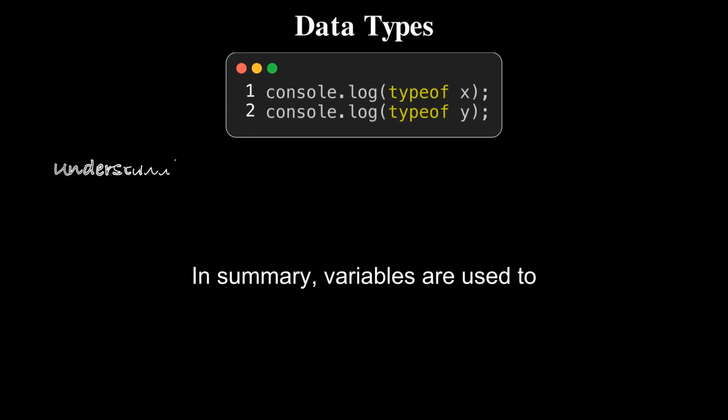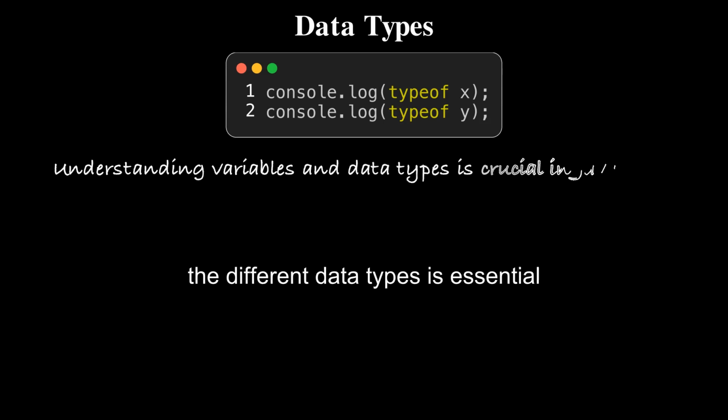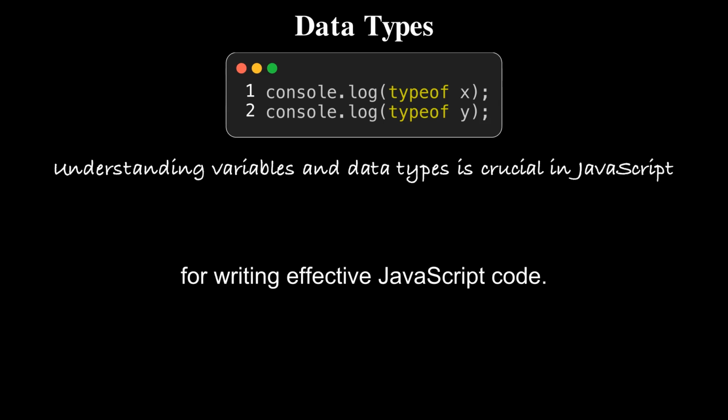In summary, variables are used to store and manipulate data, and understanding the different data types is essential for writing effective JavaScript code.